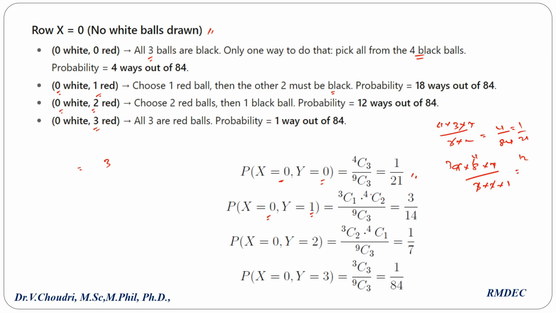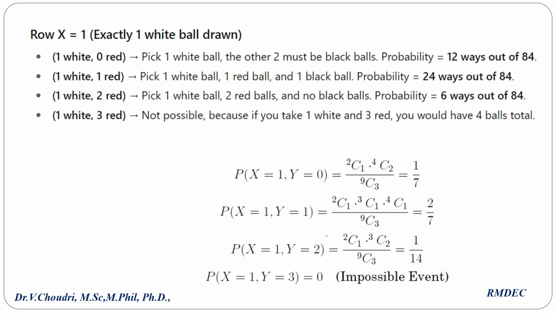Like that we can find 0 white, 1 red. The remaining 2 balls are taken from the 4 black balls. So 4C2, 3C1, and we can mention 2C0 also, since from 2 white balls we take no white ball. We can mention that also. Okay, what is the answer? 3 by 14. Like that, 1 by 7 and 1 by 84.